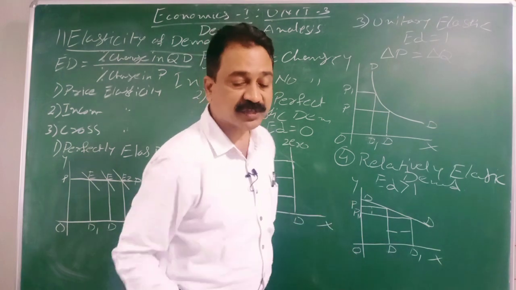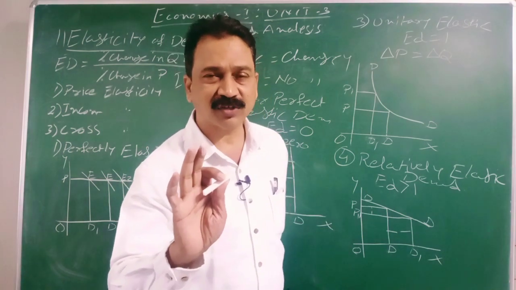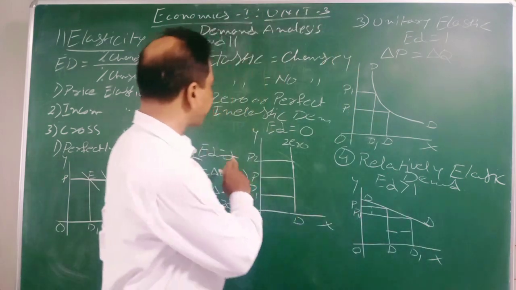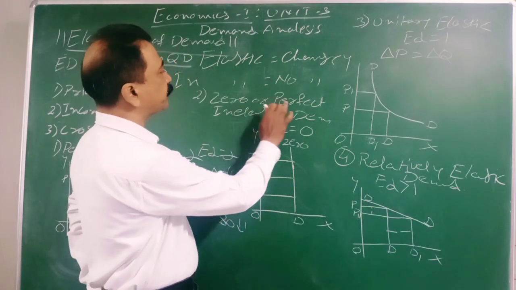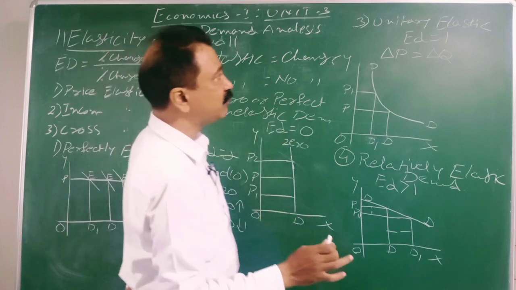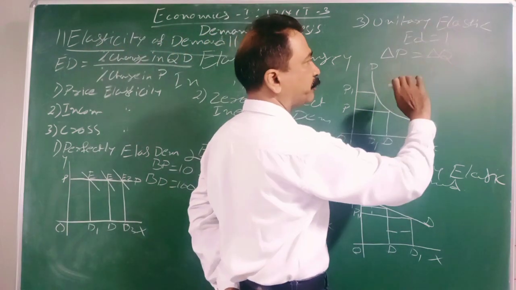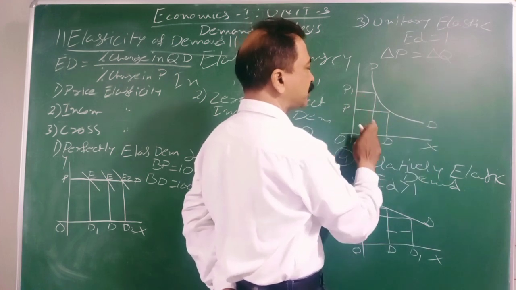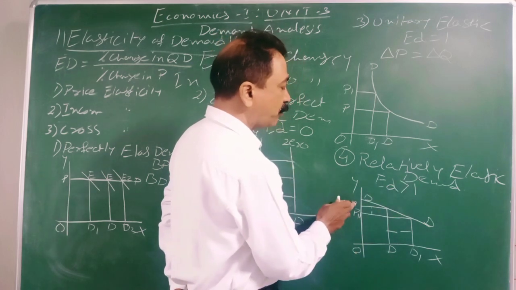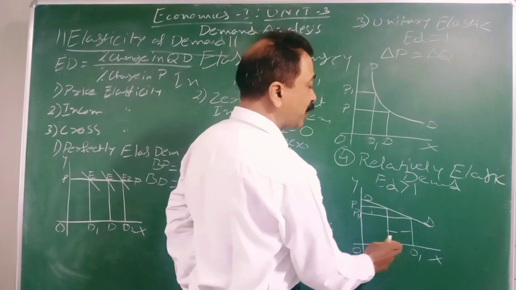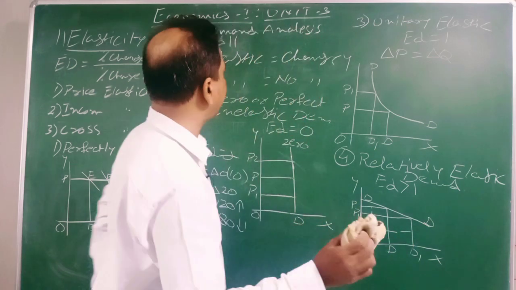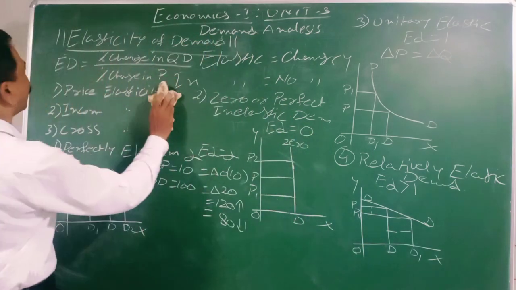Okay, with this we have seen 4 types of elasticities. First one is perfectly elastic. Second one is perfectly inelastic, or zero elastic. Third one is unitary elastic, where whatever the change in the price, the same change happens in the demand. Fourth one is relatively elastic. However much the price changes, the demand change is going to be greater than the price change. Now we will see the fifth one. For that, let me erase this part.